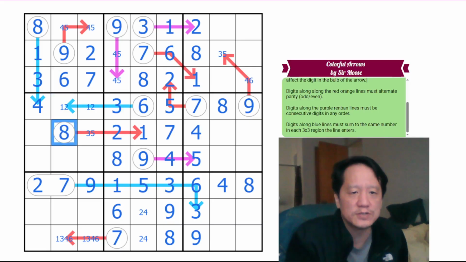6 eliminates 6 here, so it's 8, so this must be 1, 2, and 5, adding up to 8. 5 eliminates 5 in the rest of the column, so this is 4, that's 5. 2 eliminates 2 in the rest of the column. So that's 1 and 2.